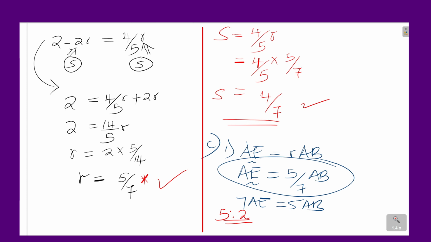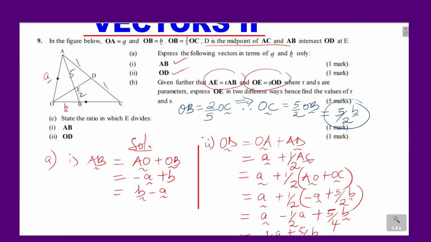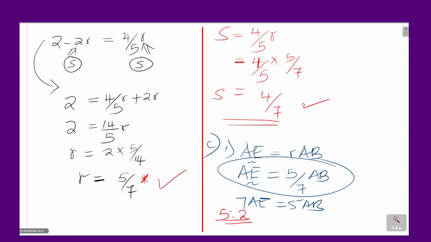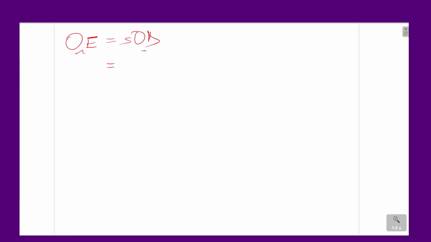Then the other one, the last one, OD, the ratio in which E divides OD. So that one you're going to be assisted by this expression here, OE is equals to SOD. So we already have S. We got S as 4 over 7. So OE is equals to 4 over 7 OD.